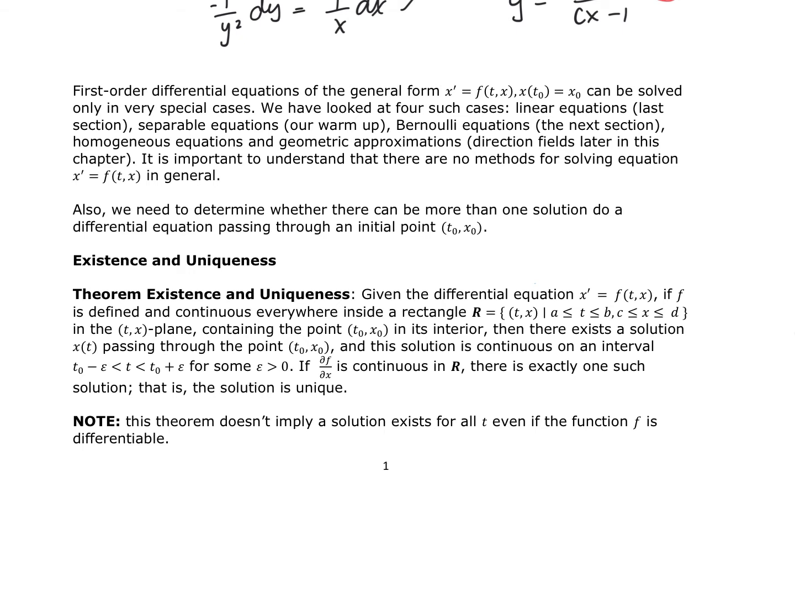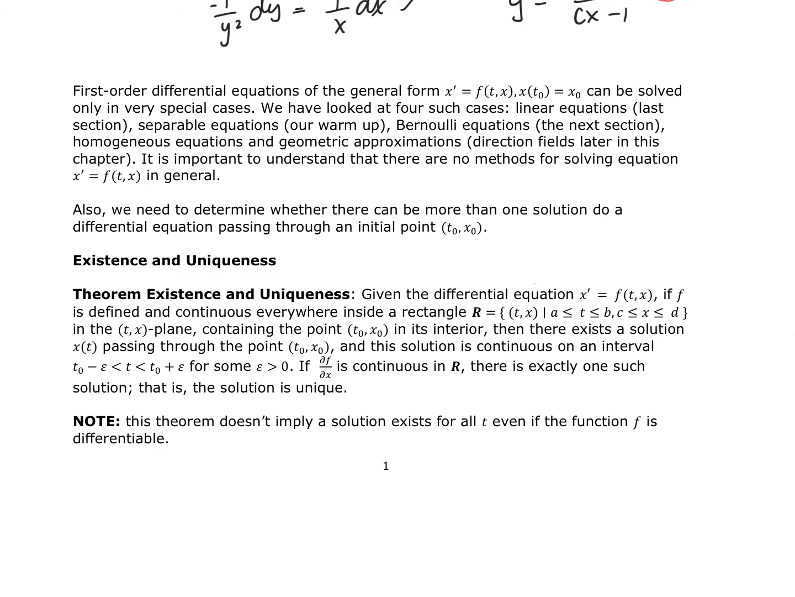Then there exists a solution x of t passing through this initial point, and the solution is continuous on the interval t naught minus epsilon less than t less than t naught plus epsilon for some epsilon. If the partial derivative of f with respect to x is continuous in R, then there exists exactly one solution. That is, the solution is unique.